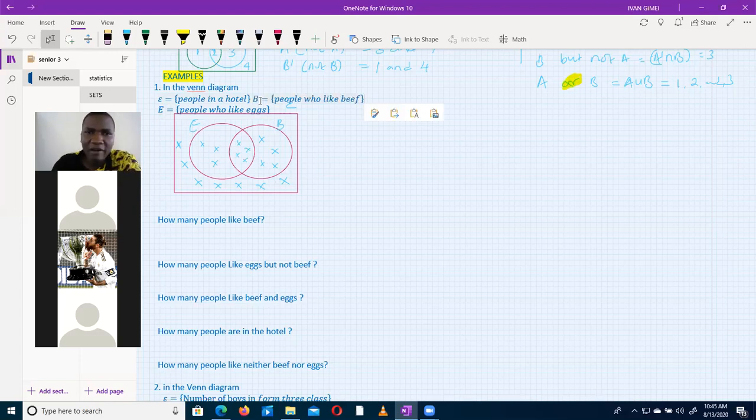Okay, so we have a question here. This is our example 1. It says in the Venn diagram, E, which is our universal set, is standing for the people in a hotel. Maybe somebody went to, can you try to mute yourself, please?